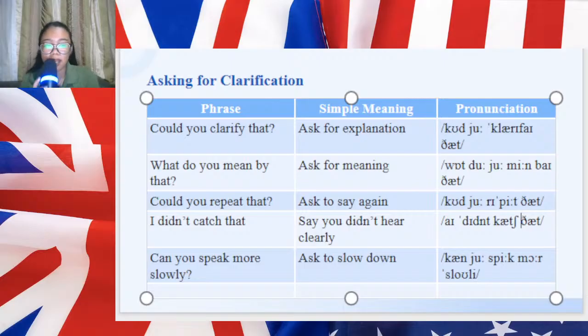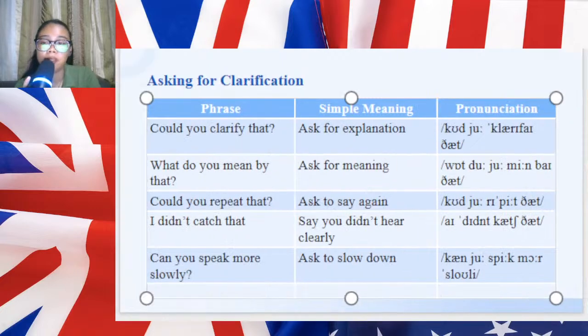You can also add the word please, which can soften the request. Like, can you please speak more slowly? Okay. Or maybe you can say, would you mind speaking a little more slowly? Something like that. Okay. All right.